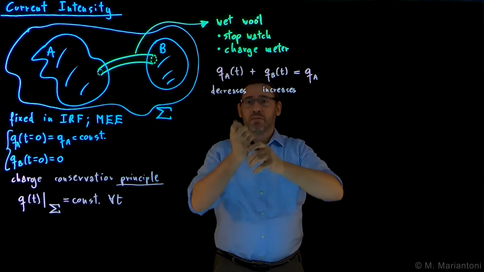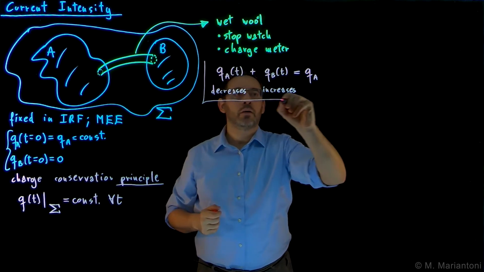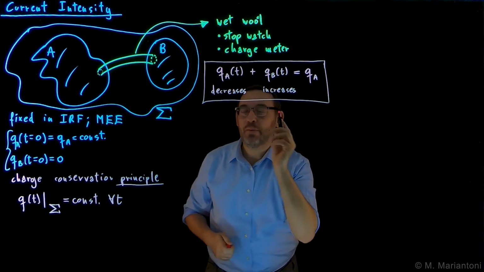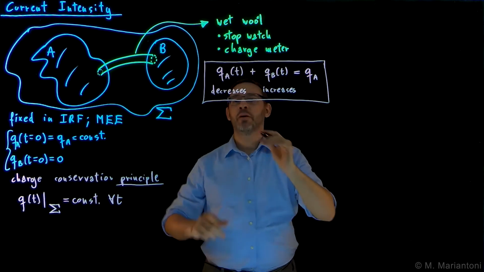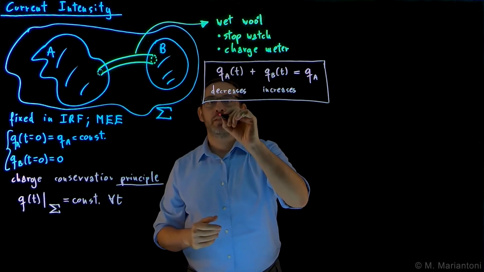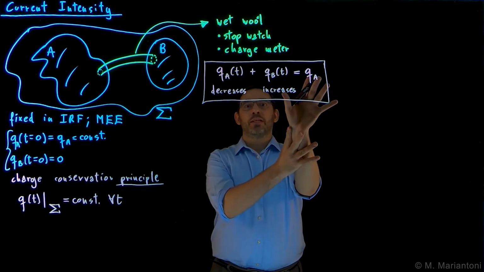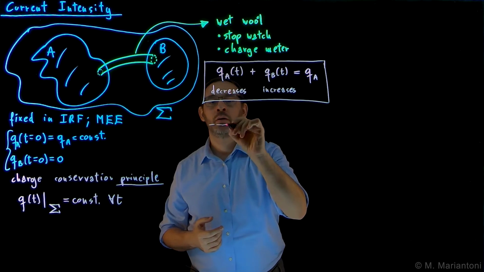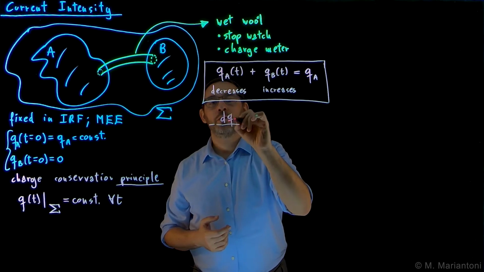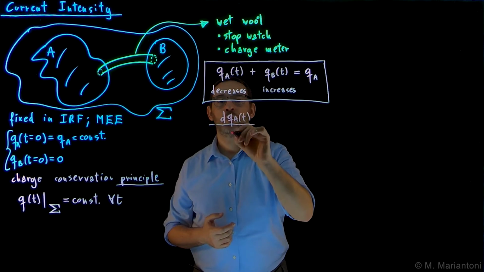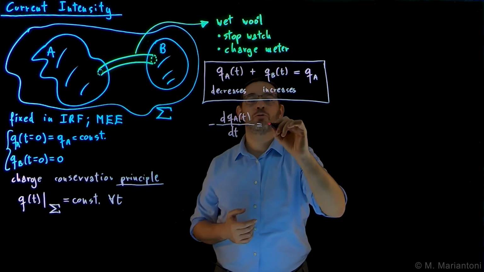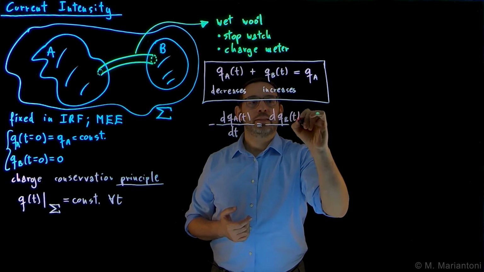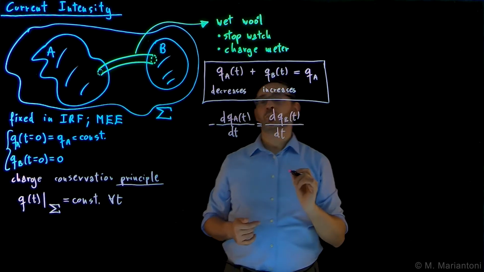Great. Now we have this great law in front of our eyes. It is worth performing a time derivative, so we get rid of this constant, a very typical procedure in physics. When we do so, the right hand side becomes 0, the derivative of the constant QA. So we can rewrite this as minus the derivative of QA(t) with respect to t equals plus the derivative of QB(t) divided by dt.